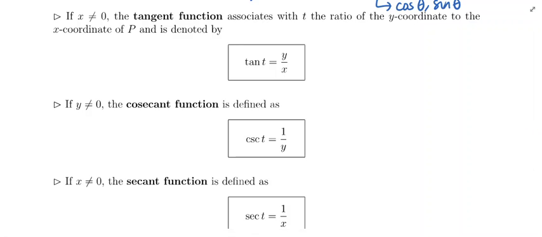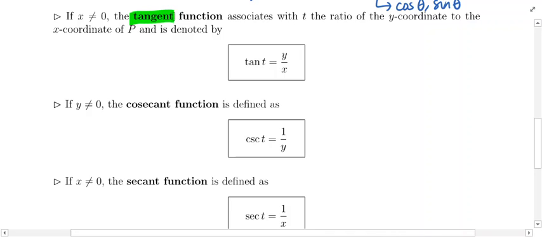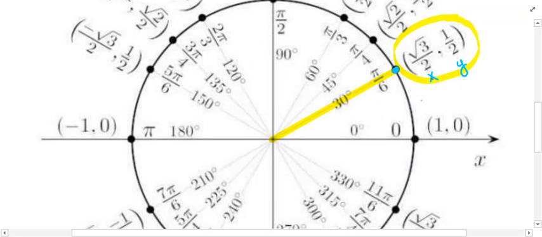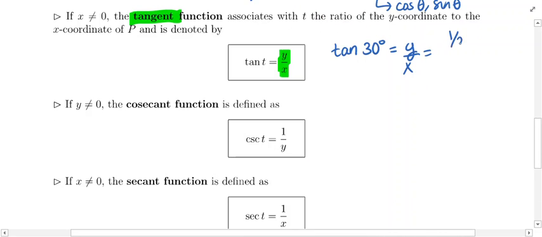So to do your tangent, you're basically going to take the y coordinate and divide by the x coordinate. If we went back and tried to do the tangent of 30 degrees, you would just do the y coordinate divided by the x coordinate. We know that would be 1/2 divided by the square root of 3 over 2.